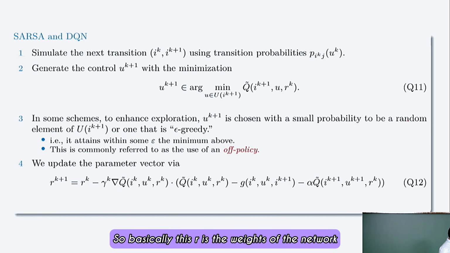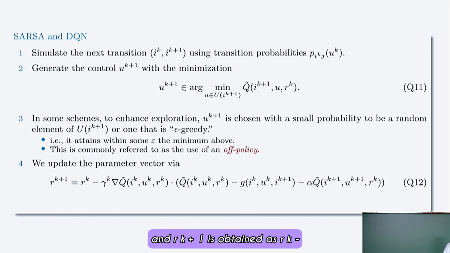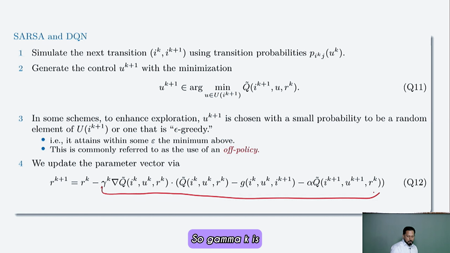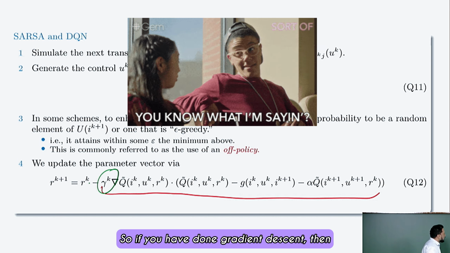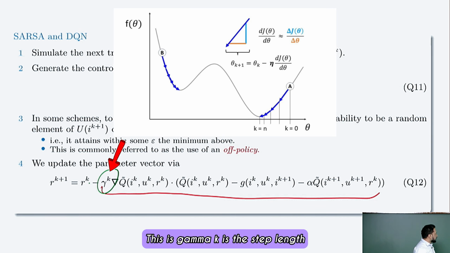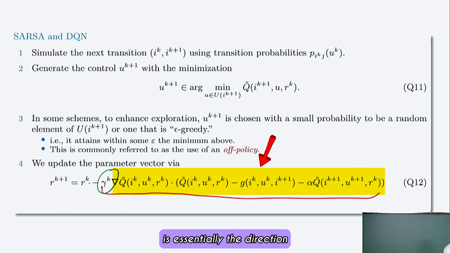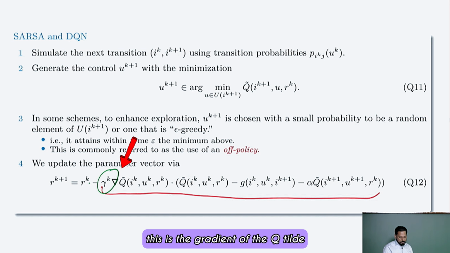In this optimistic variant of updating these parametric Q values, this is the way to update. R is the weights of the network or the parameter, and R(k plus 1) is obtained as R(k) minus this term. You can think of gamma k as the step length, as in gradient descent, and the remaining term is essentially the direction that you will follow. This is the gradient of the Q tilde.